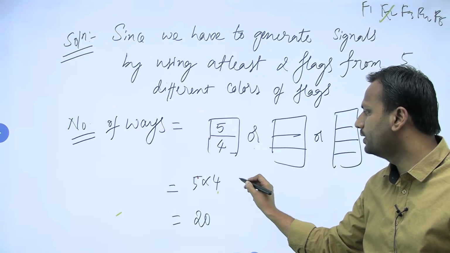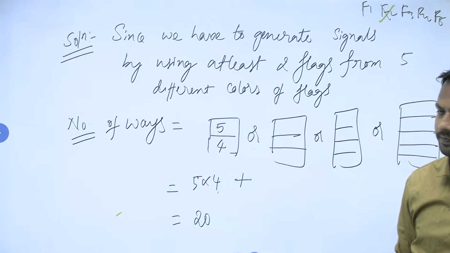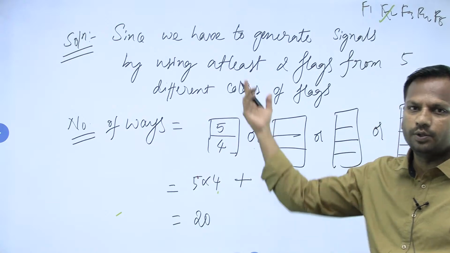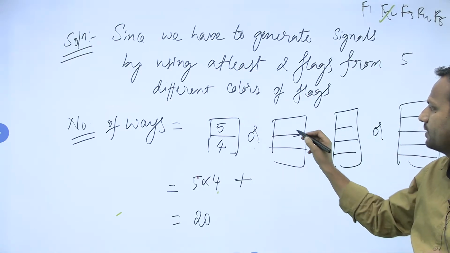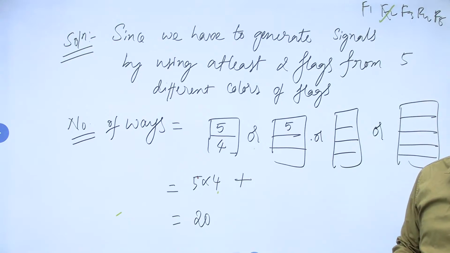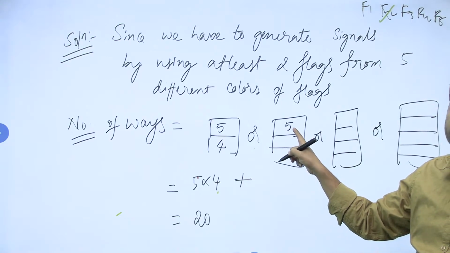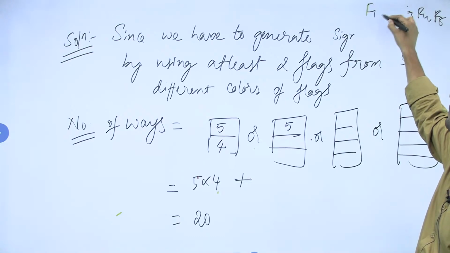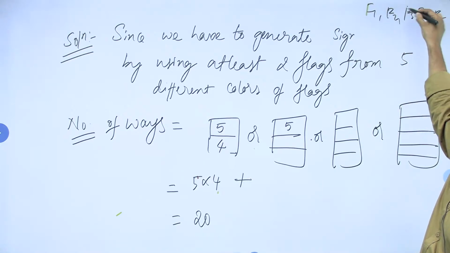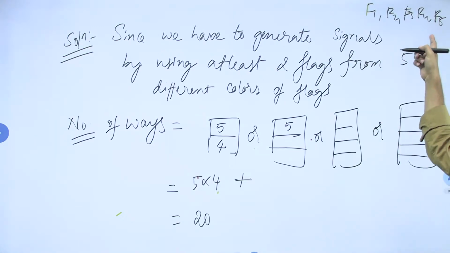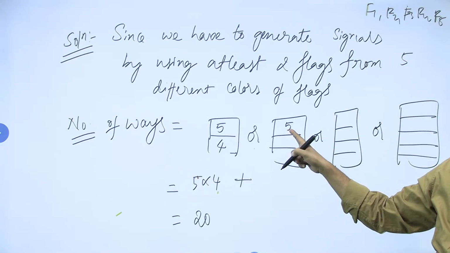Or, I told you students, or means nothing but plus. So I can use 3 flags to generate signals. I told you minimum 2, which means I can take 3 there. So in how many ways can I take the flag here to generate the signals? 5 ways: F1, F2, F3, F4, F5. So in 5 ways I can take one of the flags to generate the signals.